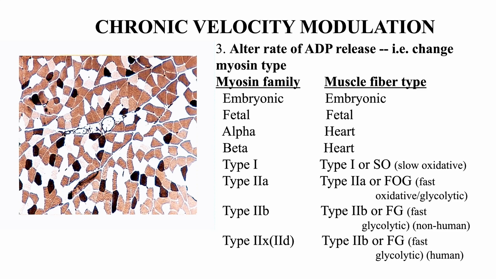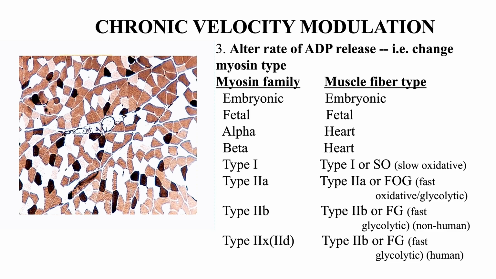Another thing you can do is alter the ATP release. That is, change up the myosin type. Because as you change the myosin type, you're going to alter the ATPase that's associated with that myosin. And so as you alter the fiber type, you alter the myosin or the ATPase, then it's going to alter how fast you can release the ADP. You can see here the different myosin family and then the associated fiber type.